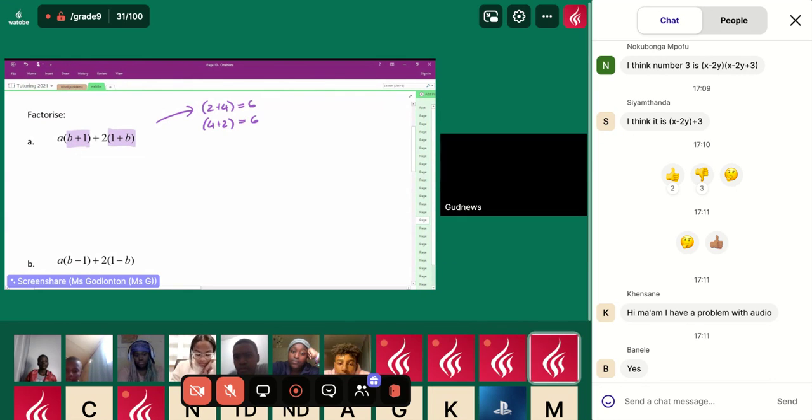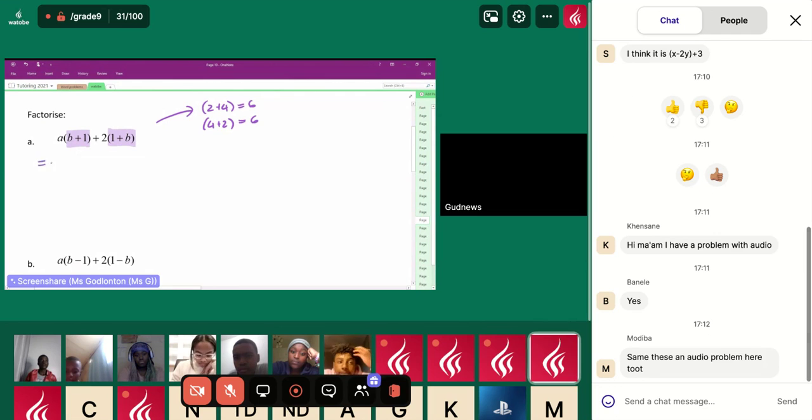So b plus 1 is the same as 1 plus b. So I can actually just rewrite that. And you don't even need to show this, but let's just make them look the same. So that now when I'm looking at it, it's very easy for me to see what my common bracket is.